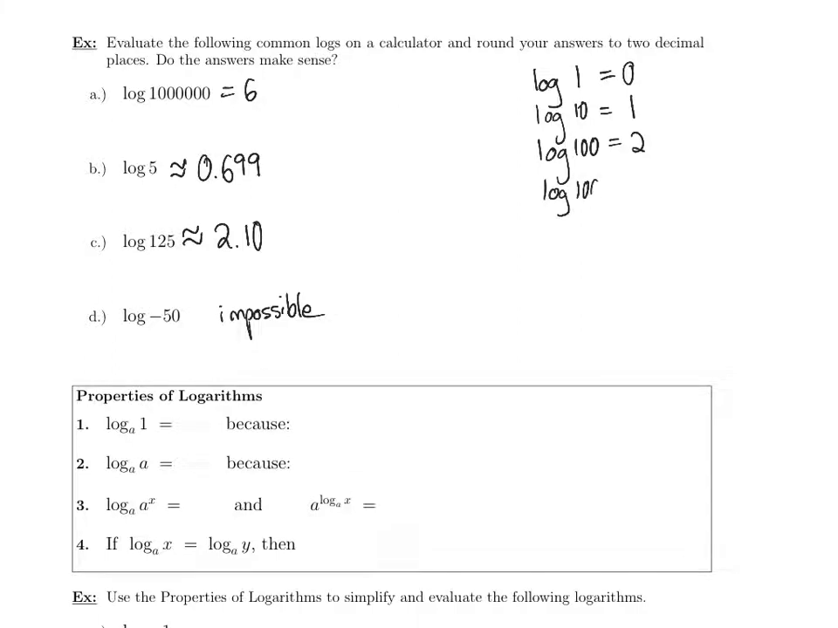Log of 1,000, what power do I take 10 to get 1,000? Is 3. So that's going to be enough to help us with parts B and C. If I look at part B, 5 is somewhere in between 1 and 10. And so it makes sense that my answer would be somewhere in between 0 and 1. Whereas 125 is somewhere between 100 and 1,000. So it makes sense that my answer would be somewhere between 2 and 3.